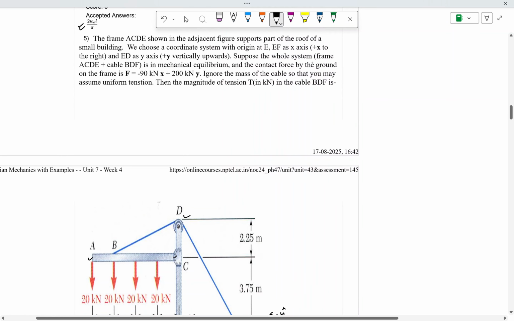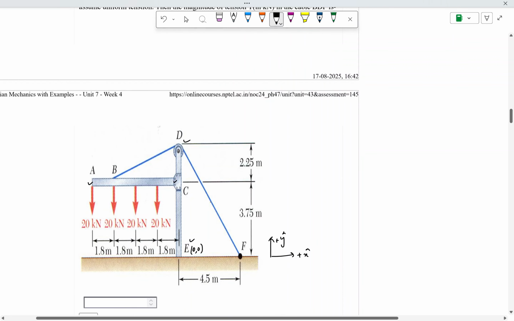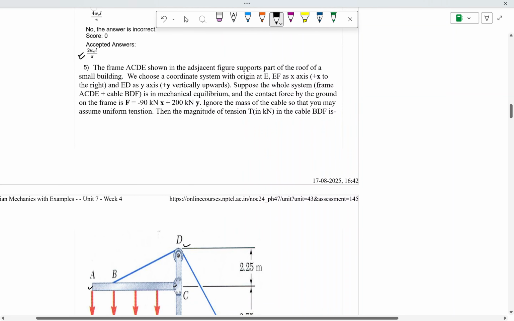Now suppose the whole system, that is frame ACD plus cable BDF, this blue colored cable BDF, which also has a pulley sort of thing pulling it down, and this whole system is in mechanical equilibrium. This is important. That means there should be force and torque balance. And the contact force by the ground on the frames is F equal to minus 90 along x cap direction and plus 200 along y cap direction. Ignore the mass of the cable so that you may assume uniform tension.